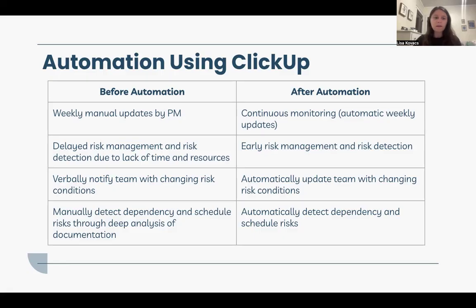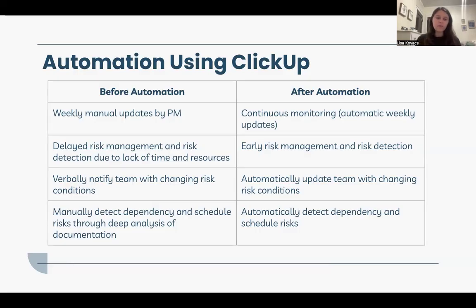Additionally, before using AI, you would have to come up with these risks, and the project manager would have to verbally notify the team, whether that's documentation, meeting, email. And that, again, is very time consuming. And so, with the use of AI, ClickUp actually will automatically update the team if there's changes to the documentation. It'll show you exactly what risks were changed, added, modified, so that the team is automatically updated and kept in the loop without the project manager having to go out of their way in doing that.